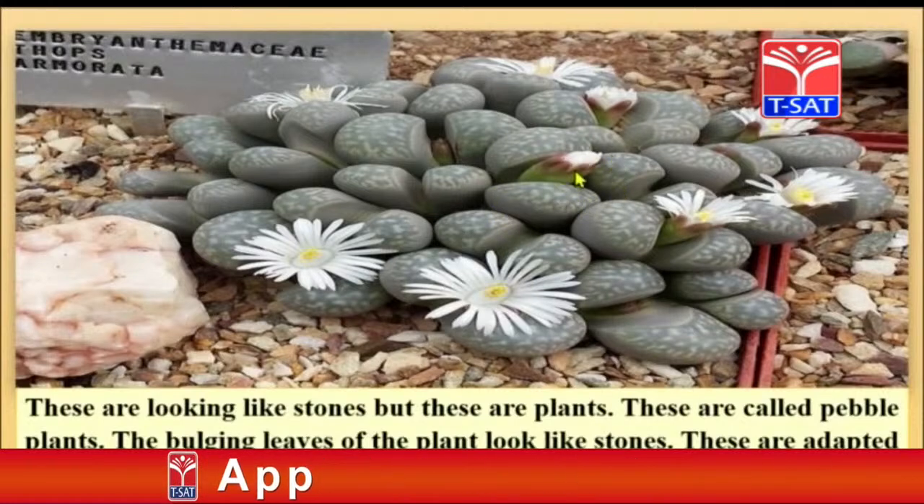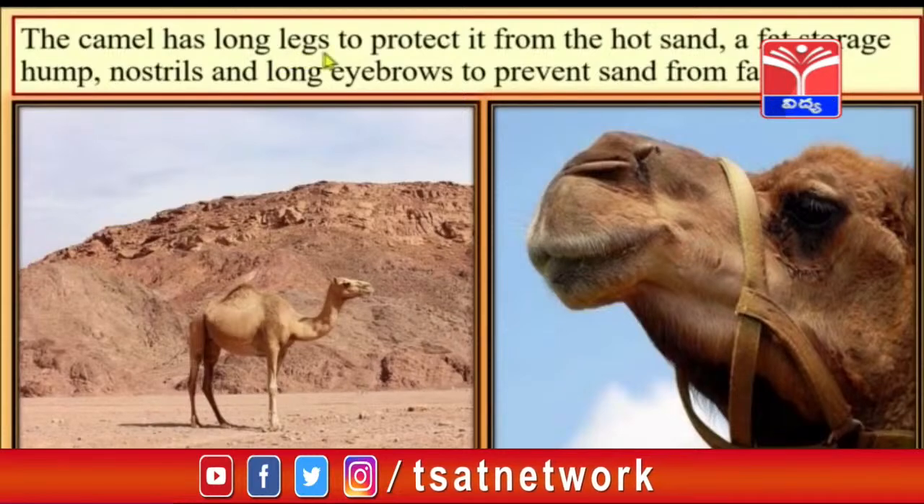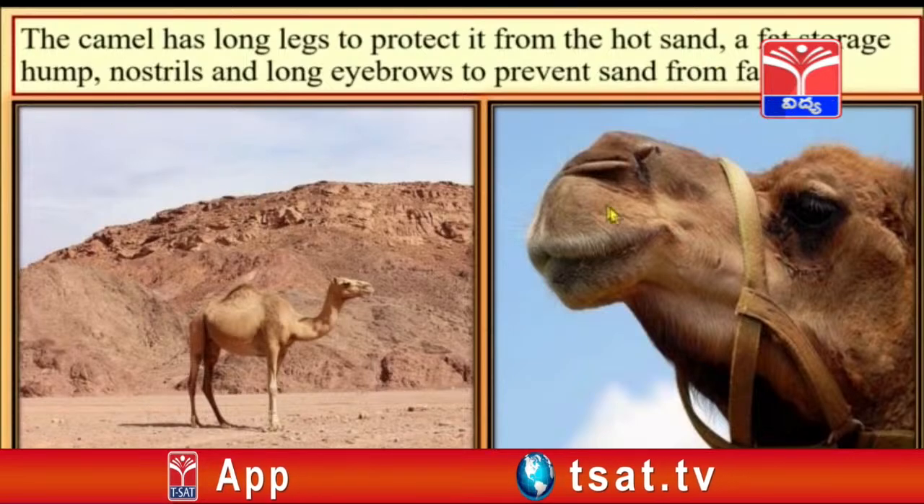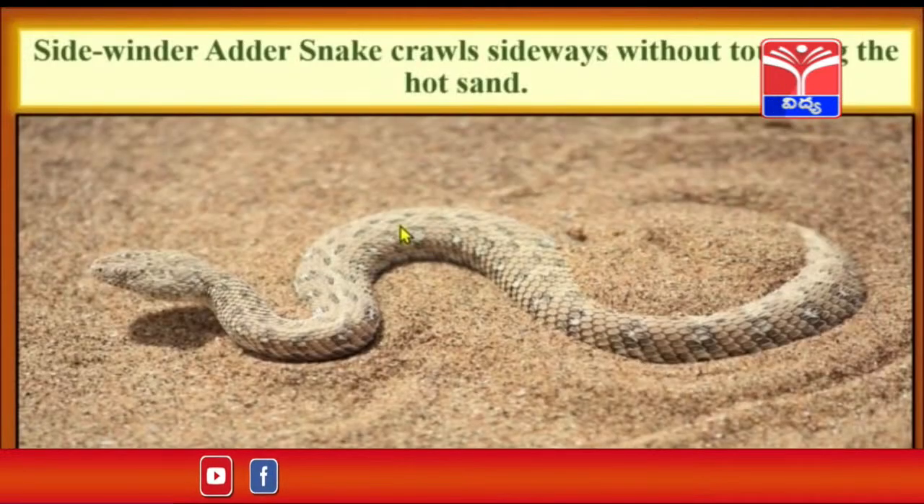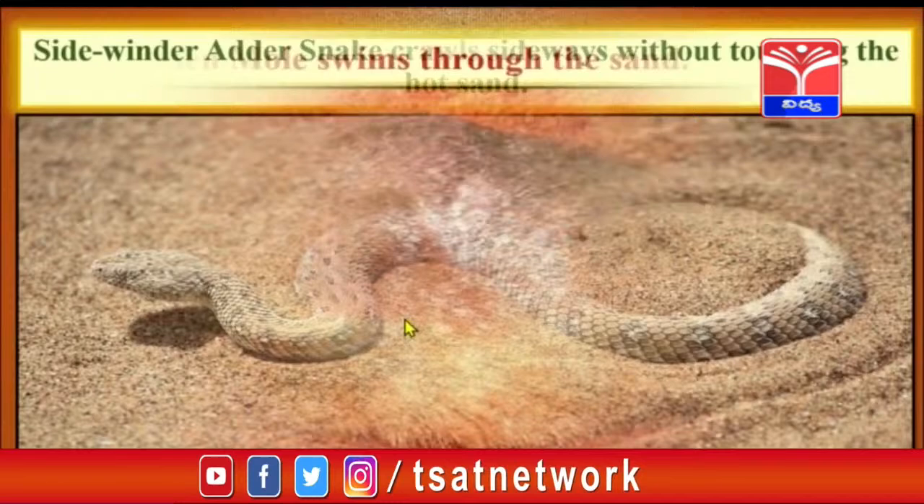These are plants called pebble plants. The bulging leaves of the plant look like stones. These are adapted to protect against herbivorous animals. The camel has long legs to protect it from the hot sand, a fat storage hump, and nostrils and long eyebrows that prevent sand from falling.